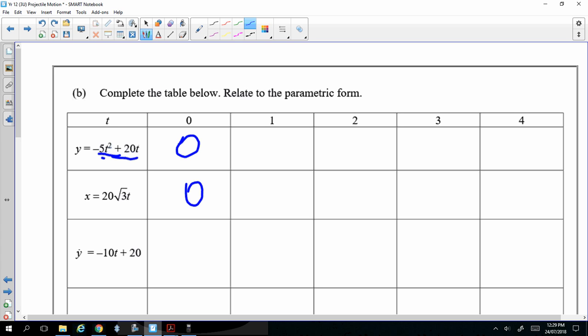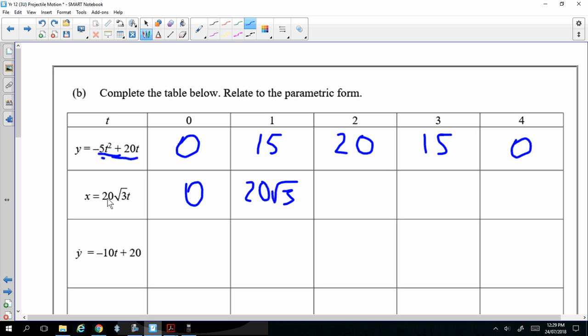And then after 2 seconds, it will be 40 minus 20, so 20, right? And now I leave the calculation to you. Substitute t equal to 3, you should get 15 again, and you should get 0 again. Okay, so you can work this out by substituting these numbers into this y equation. On the other hand, you will see the x equation, you just keep increasing by the same number. So the next ones will be 40 root 3, 60 root 3, and 80 root 3.